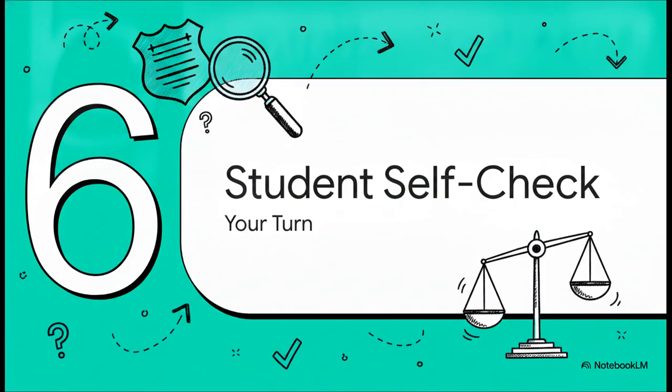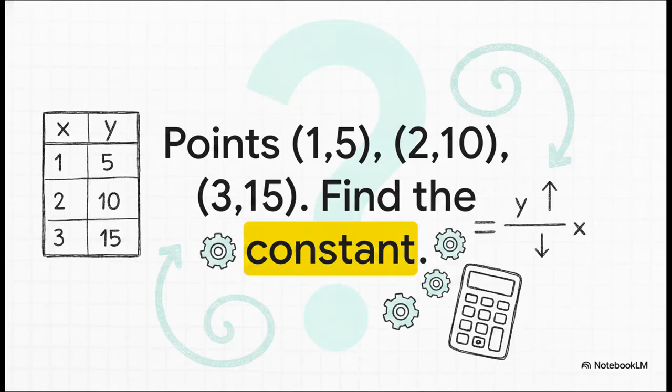And finally, Section 6, Student Self-Check. All right, time to hand the detective badge over to you. Here's a quick scenario straight from our linear function source material. Let's say a table gives you 3 coordinate points, (1, 5), (2, 10), and (3, 15). Your mission is to find the constant of proportionality.